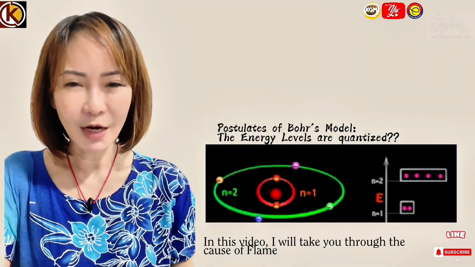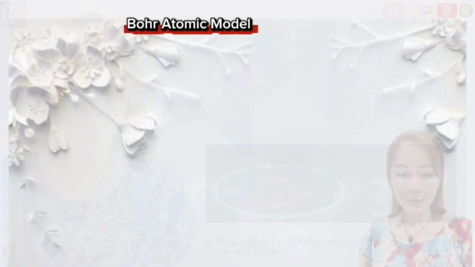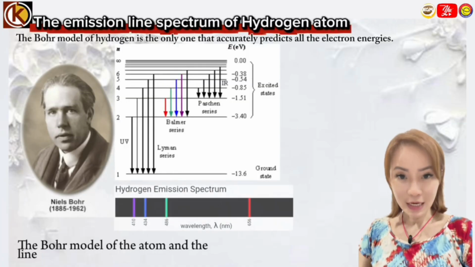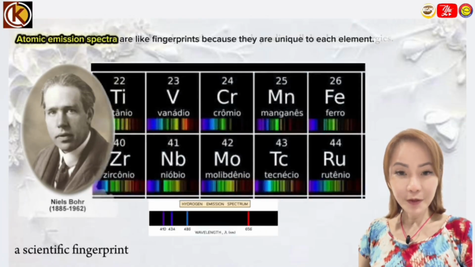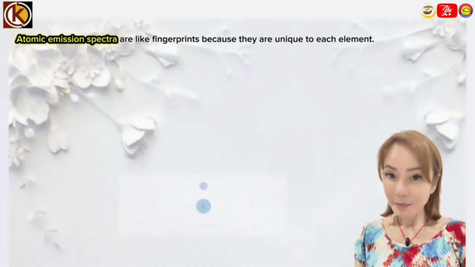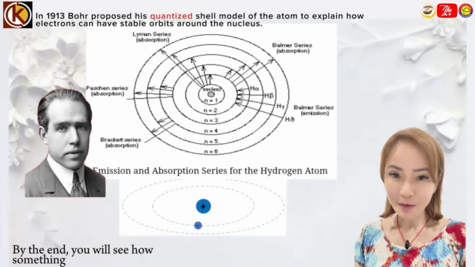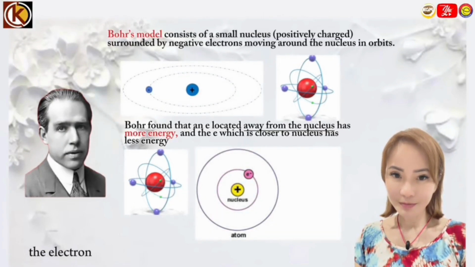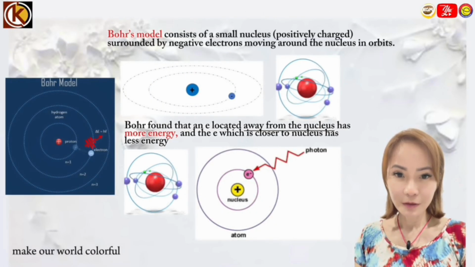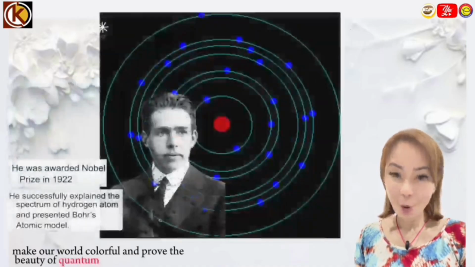In this video, I will take you through the cause of flame, the Bohr model of the atom, and the light spectrum, a scientific fingerprint of each element. By the end, you will see how something we can't see, the electron, makes our world colorful and proves the beauty of quantum theory.